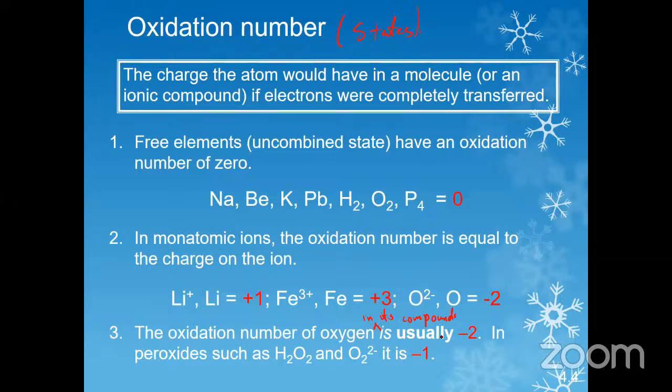So that's a special rule dealing with oxygen. If oxygen is combined with any other element to form a compound, its oxidation number is usually -2. But the exception is in the case of hydrogen peroxide and peroxide ions, where the oxidation number of oxygen is -1, all right? So that's an important rule that you need to remember. Any questions so far?